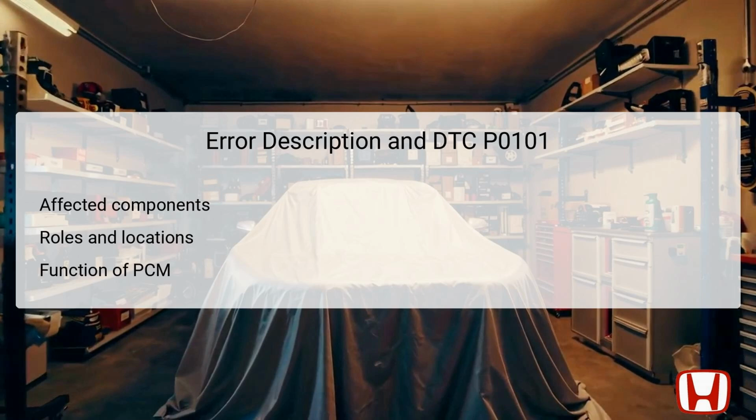The PCM continuously compares these two sensors' readings to ensure they align within a predefined range. If the MAF sensor reports values that deviate significantly from the MAP-derived calculations for a duration of over 5 seconds, the PCM will trigger the DTC P0101. Understanding these components and their exact positional relationship in the vehicle is key for effective diagnostics and repair.